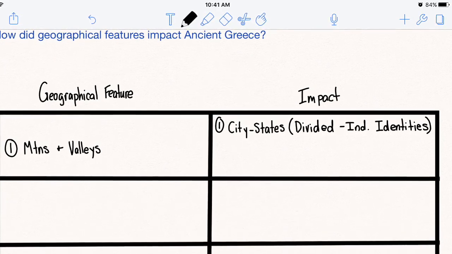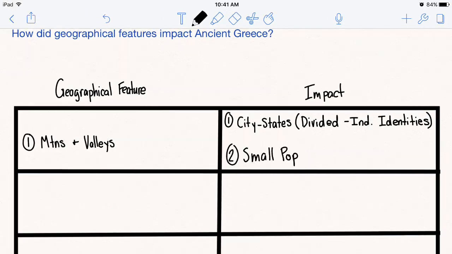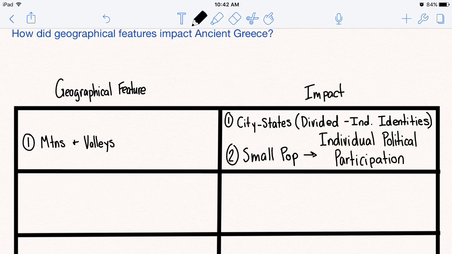This also means that because each of these valleys are relatively small, that each of these city-states is going to have a relatively small population. And whereas in all of the other city-states and empires we've seen so far, people tended to only participate in politics in the form of paying taxes, the populations were small enough in many of the Greek city-states that people could actually participate in politics hands-on, so they could actually have a big impact on the government. We're going to see how that pans out later in the unit when we talk more in depth about the governments of each of the Greek city-states.